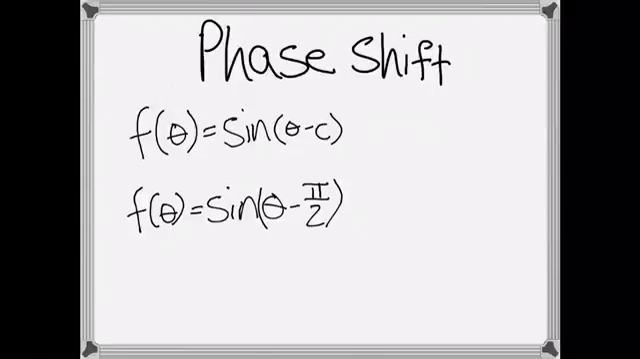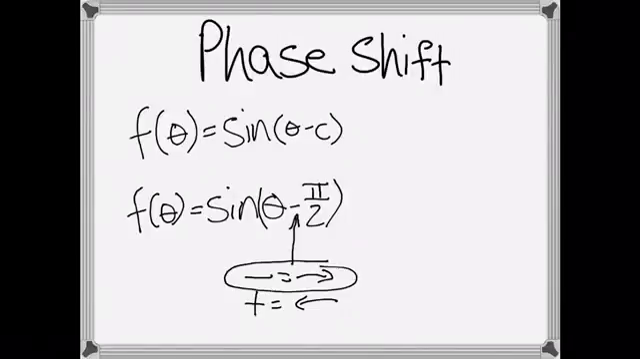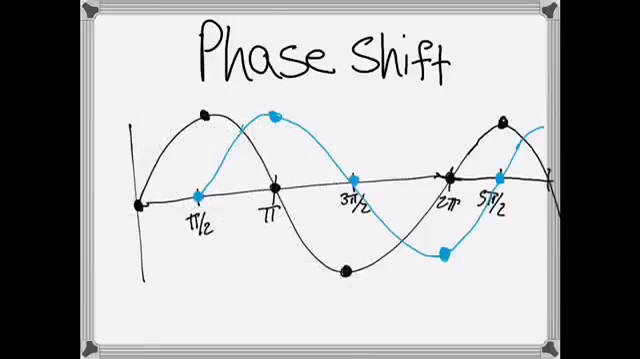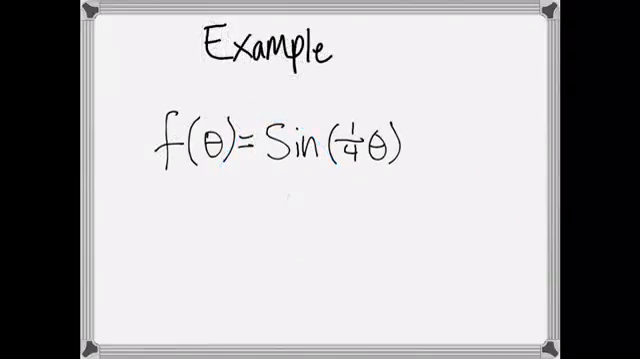The direction in which the graph moves horizontally is based on the sign of the phase shift. If it is negative, it will move to the right, and if it is positive, it will move to the left. In our example, it is negative, so we are moving the parent function of sine to the right. Here is how it looks on the graph. Pause the video and try this example out.